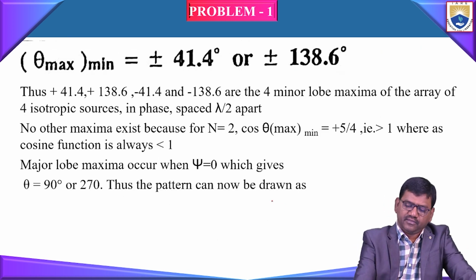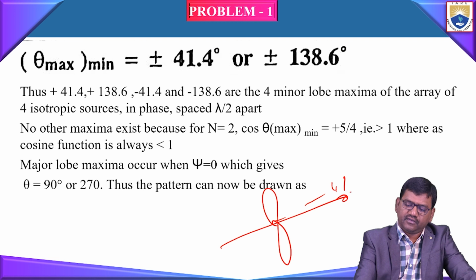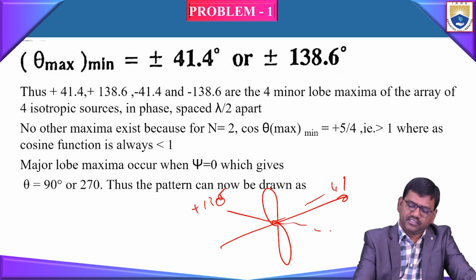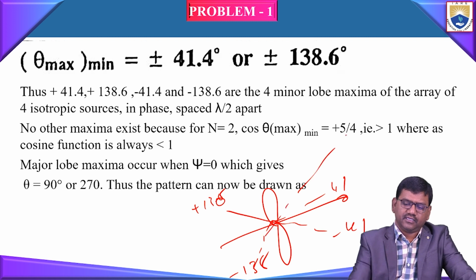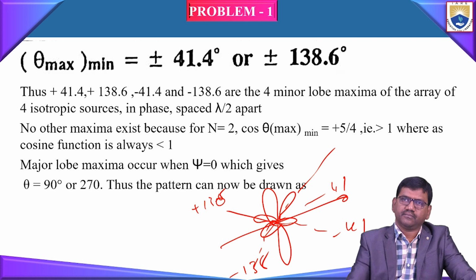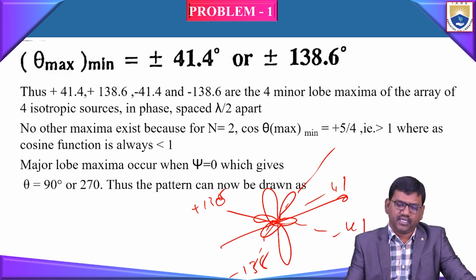It means that this is the major lobe maxima, and this is 0, and this is 41, and this is 138, and this is minus 41, and this is minus 138. So these are known as minor lobe maxima, in the direction of 41.4 here.